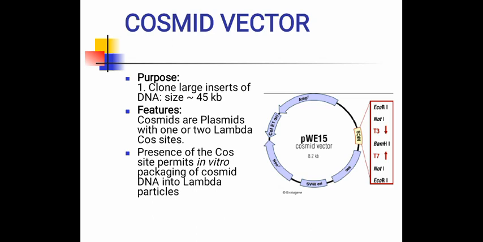Then cosmid vector. Purpose: to clone large inserts of DNA. Size is approximately 45 kilobase pairs. Cosmids are plasmids with one or two lambda cos sites. The presence of the cos site permits in vitro packaging of cosmid DNA into lambda particles.